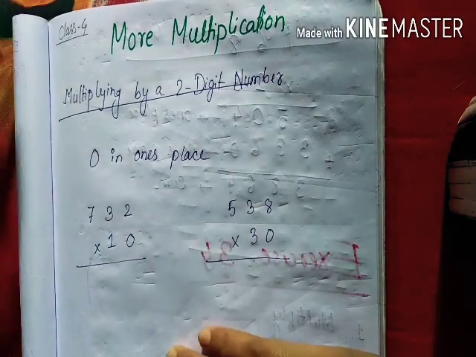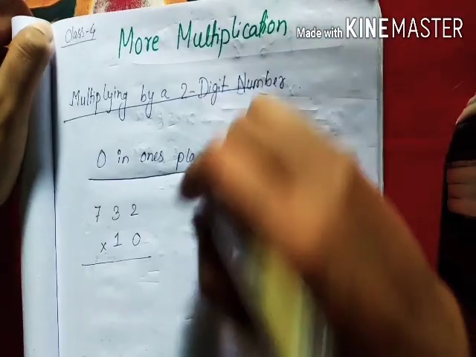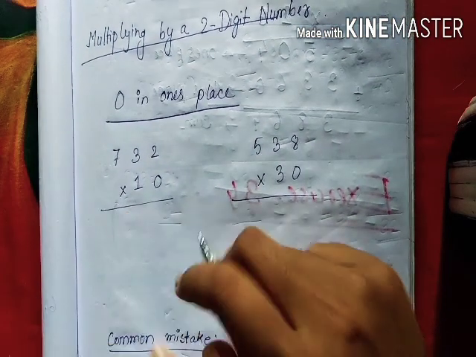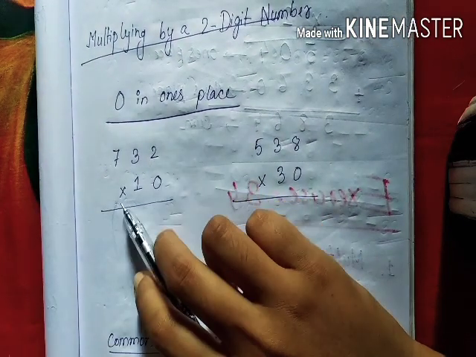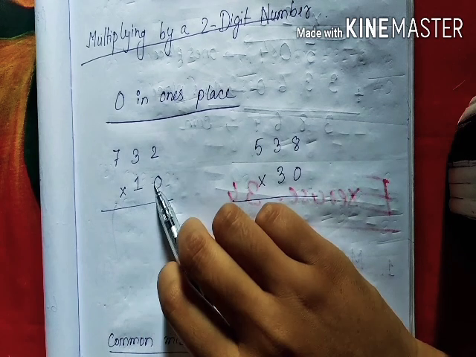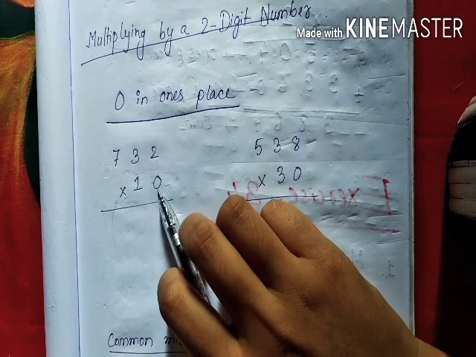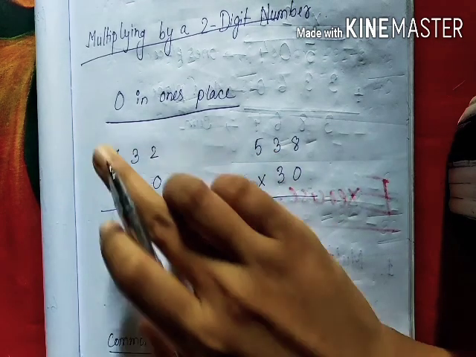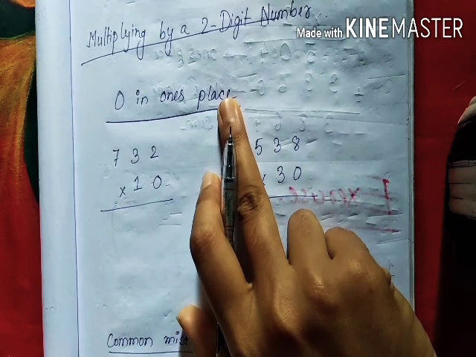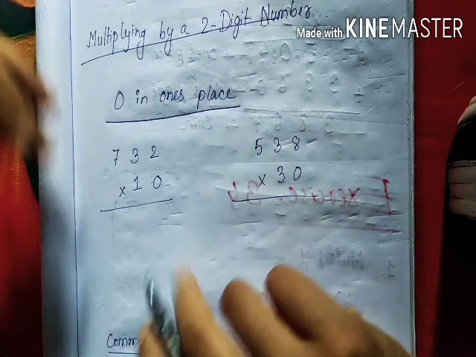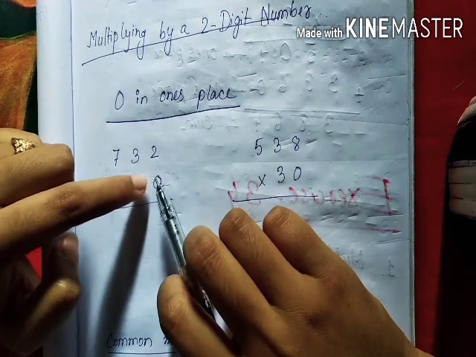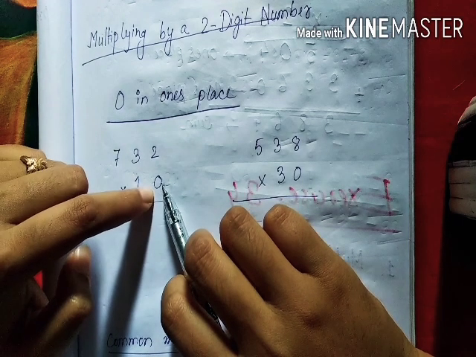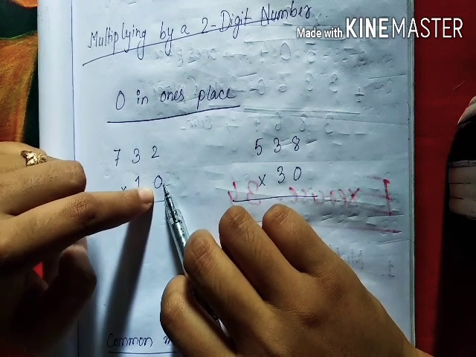Okay. So here you can see I have written 0 in ones place. That means here you can see 732 is given and we have to multiply it with 10. So 10 is a two digit number and in ones place 0 is there. Okay, so that is what we are going to solve, 0 in ones place. Okay, so students, as I told you, when 0 is there, anything we multiply with 0, the answer we will get is 0, right students?